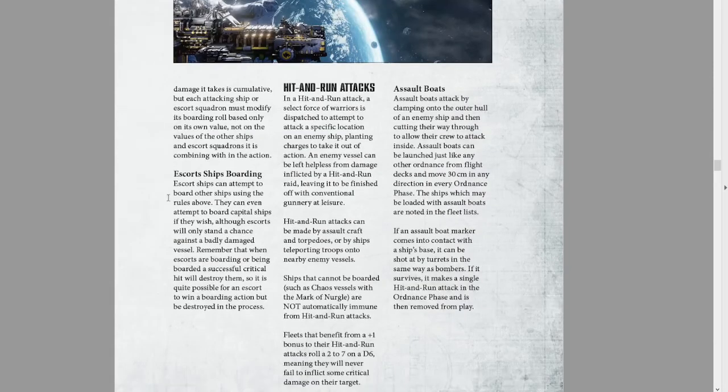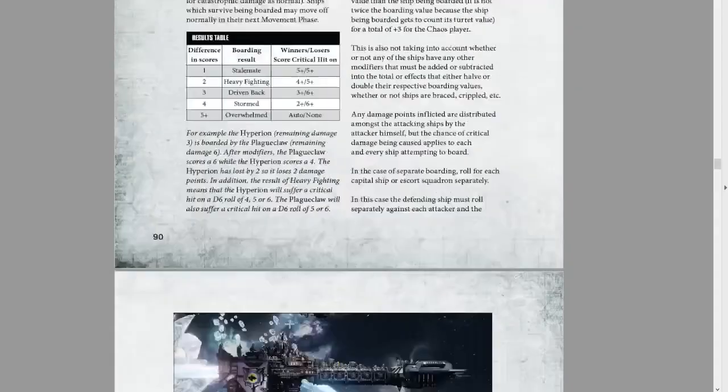Now, escort ships boarding. Escort ships can attempt to board other ships using the rules above. They can even attempt to board capital ships if they wish, although escorts will only stand a chance against a badly damaged vessel. Remember that when escorts are boarding or being boarded, a successful critical hit will destroy them. So it is quite possible for an escort to win a boarding action but be destroyed in the process.